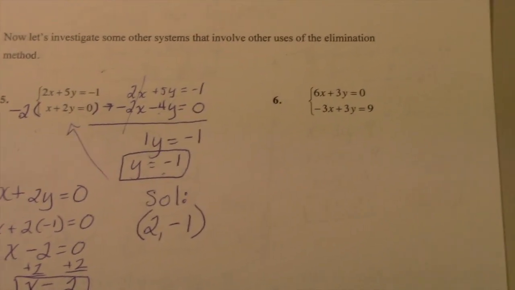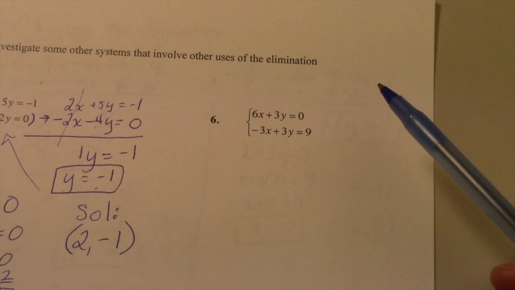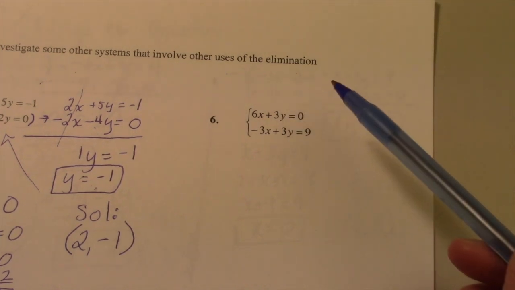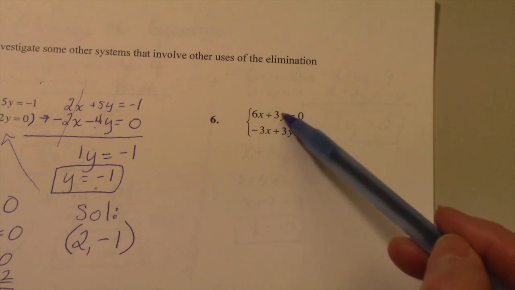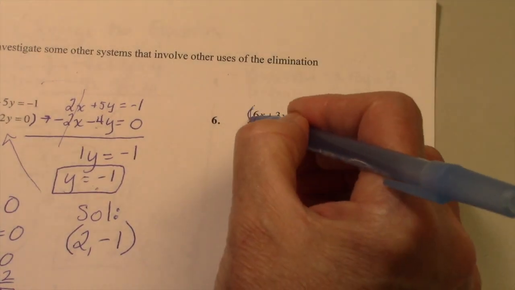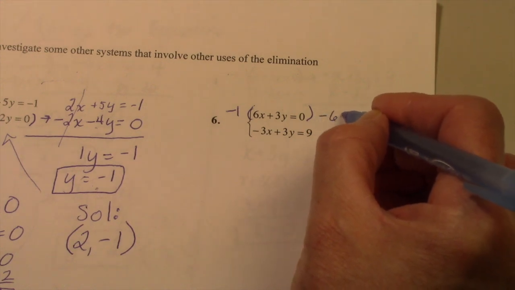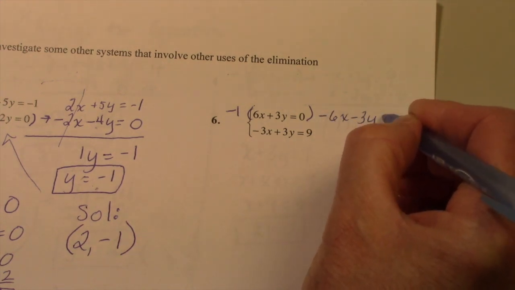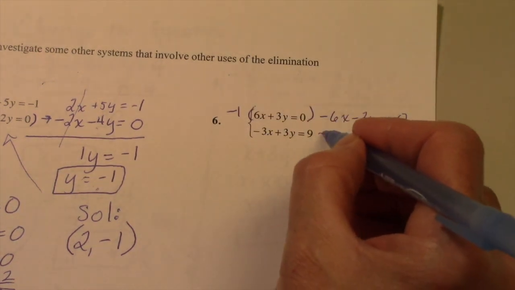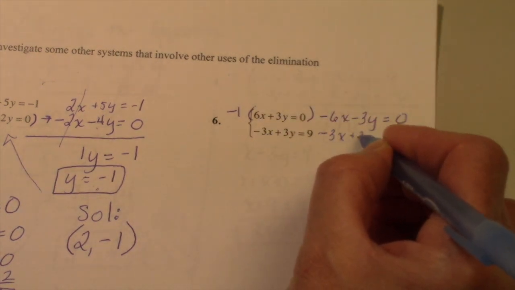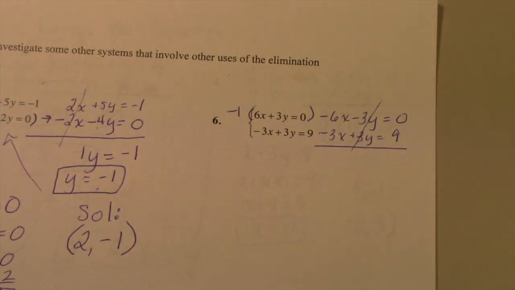Let's have a look-see at the next one. The y's could eliminate if one was negative and one's positive. So I'm going to change it. I'm going to change the top. Multiply by negative 1. So I get negative 6x, negative 3y, all equals 0. Negative 3x plus 3y, all equals 9. Y's are gone.